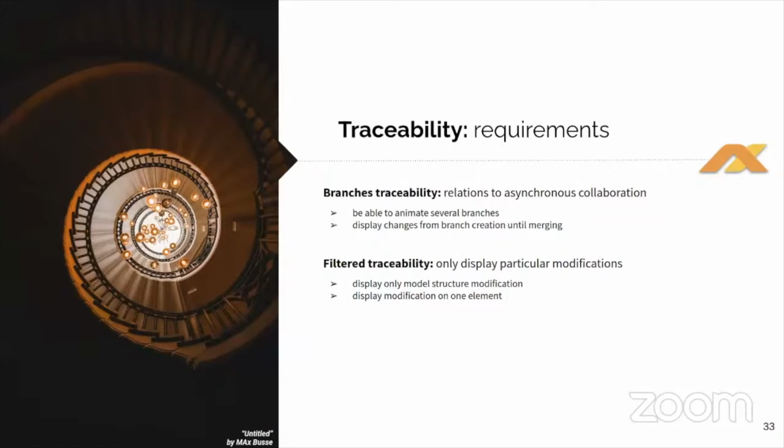Two other requirements. Another one is branches traceability, which is related to asynchronous collaboration. It would be interesting to be able to animate several branches, displaying changes from branch creation until merging. Another one concerns filtered traceability, that is to say, only displaying particular modifications, displaying model structure modifications, or even modifications on one element.